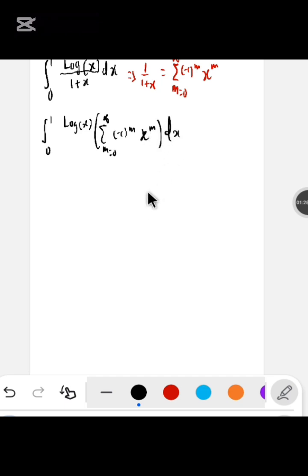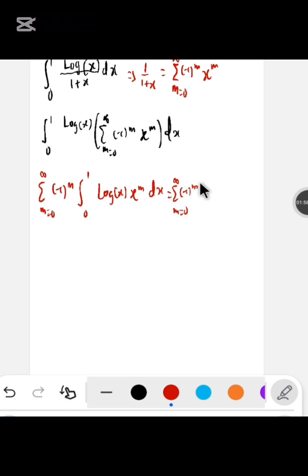Are we together now? The next thing we are going to do is to swap the sum. If you swap the sum, you bring the sum outside of the integral. So we're going to have the sum of m from 0 to infinity of minus 1 raised to the power of m, of the integral from 0 to 1 of log x times x raised to the power of m dx, which could also be written as the sum of m from 0 to infinity of minus 1 raised to the power of m of the integral from 0 to 1 of x raised to the power of m multiplied by log of x dx.